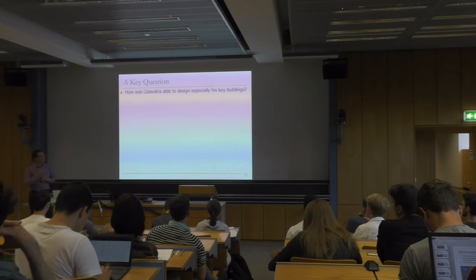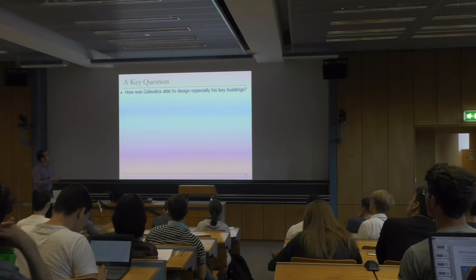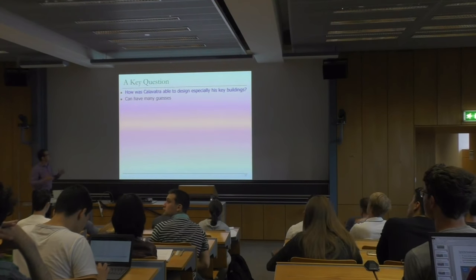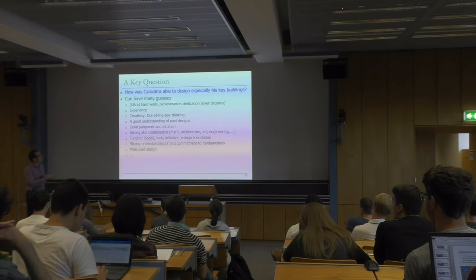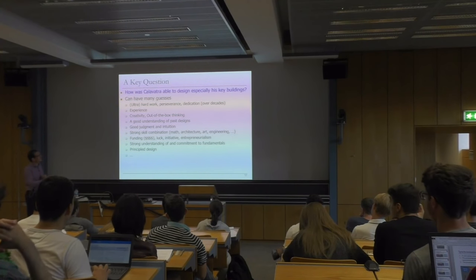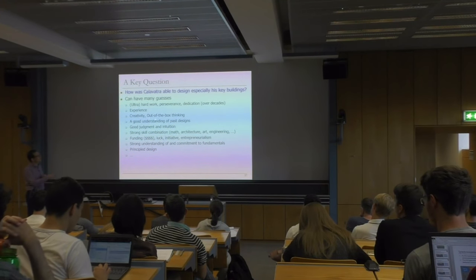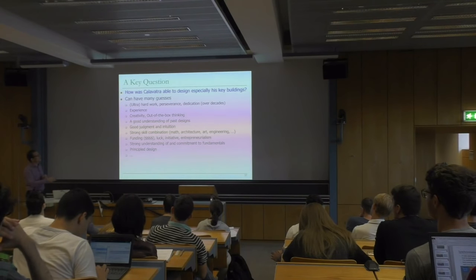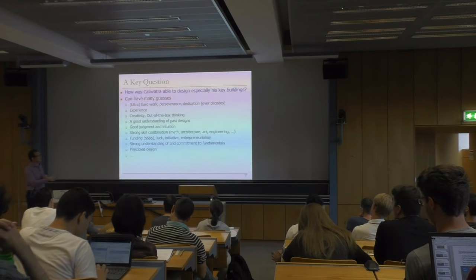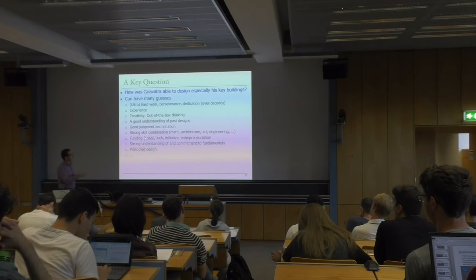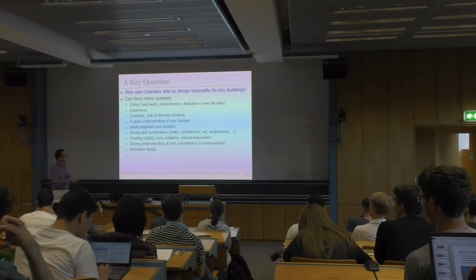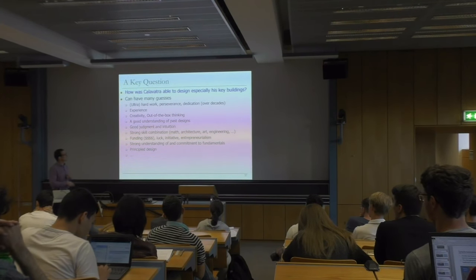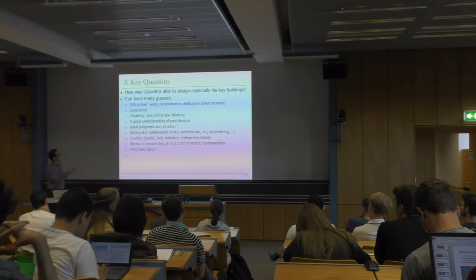So basically, I would also like to think about a key question. How was Calatrava able to design, especially his key buildings, right? You can have many guesses over here, and I'm not going to go through all of these. But clearly, he's a very hard worker, perseveres, he had dedication over decades, and all of this creativity, out-of-the-box thinking, a good understanding of past design, good judgment and intuition. He had a strong skill combination in math, architecture, art, and engineering. He was able to get money. That's important also. And you need to be lucky a bit in all of this stuff, initiative. But I think these two are very, very important. If you have these two, then you can perhaps drive a lot of these other things.